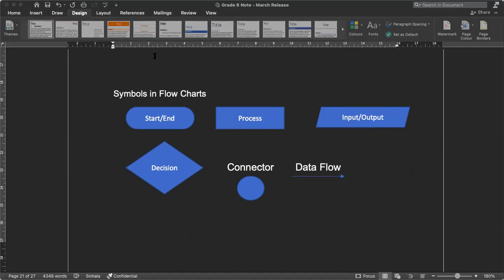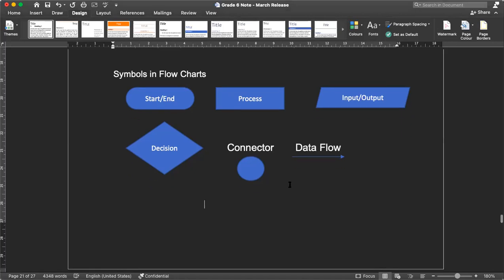The first symbol is used to indicate start and end. This one is for inputs and outputs. The next one is for the process. Next is for the decision, and next is for data flow. The connector is not given. Anyway, that's okay. So let's quickly write these symbols, and I'll explain the next part after drawing that.